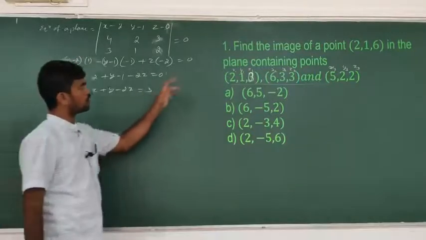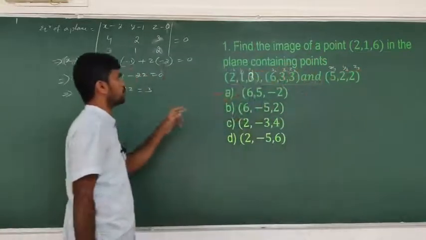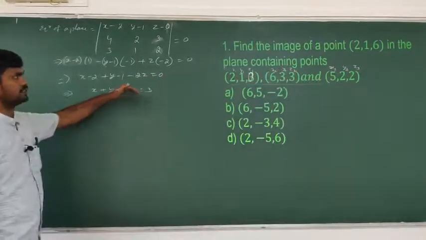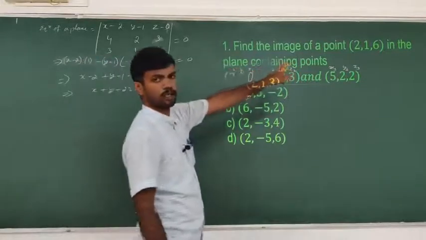So now we have to find the image of the point (2, 1, 6) with respect to this plane. With respect to this plane, we have to find the image of that point.